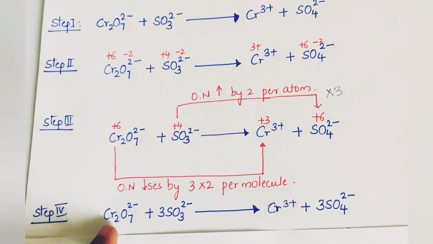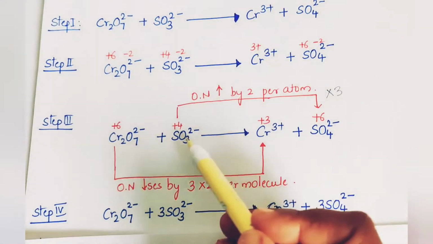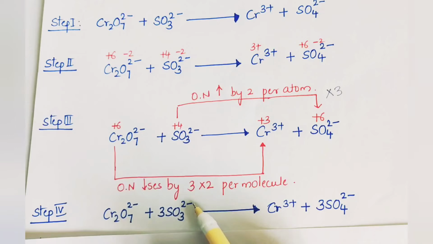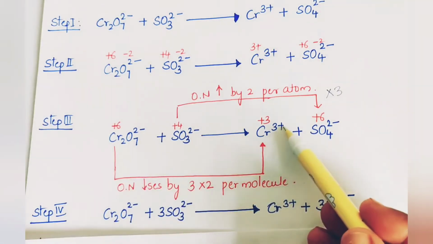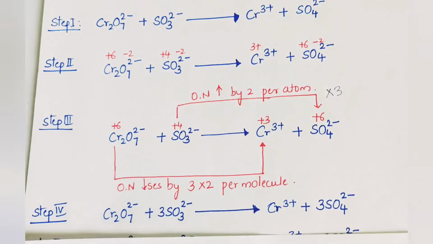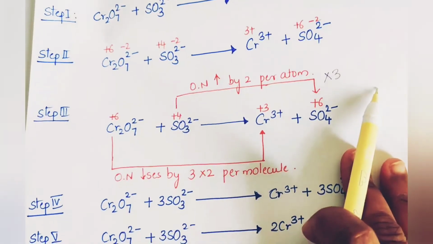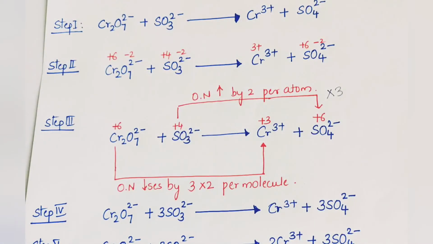So what happens here? Cr2O7 2- plus, in this equation, 3SO3 2- giving rise to Cr3+ and 3SO4 2-. Okay, next you are supposed to balance the equation with respect to all other atoms except hydrogen and oxygen. So balance all other atoms except hydrogen and oxygen.